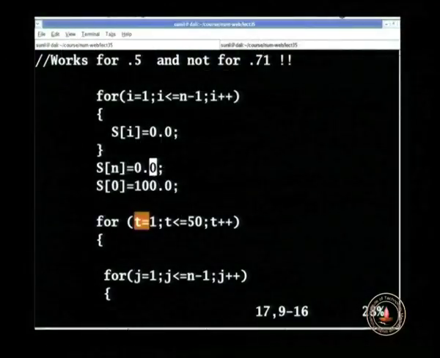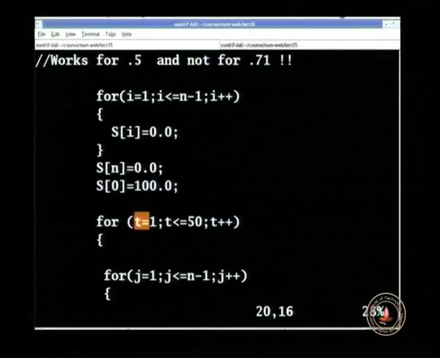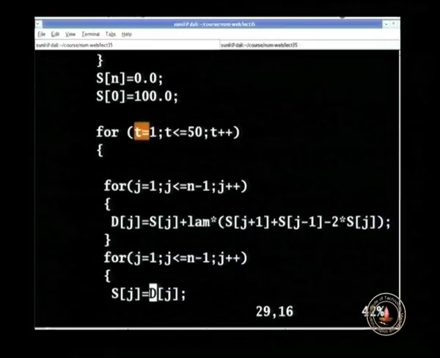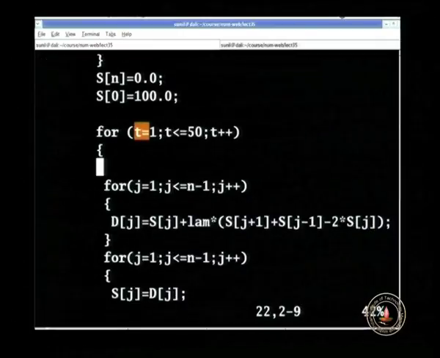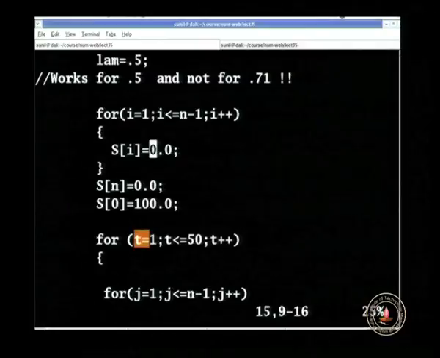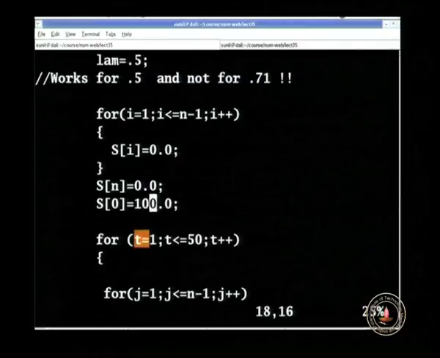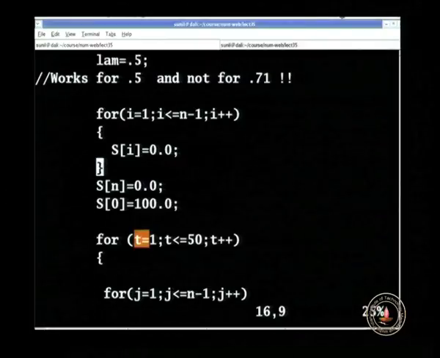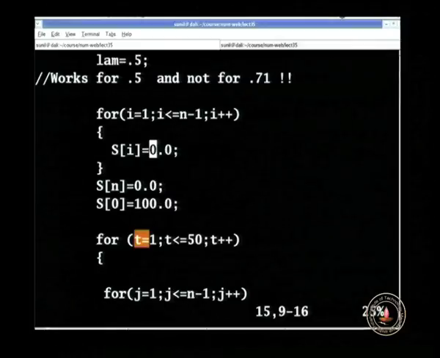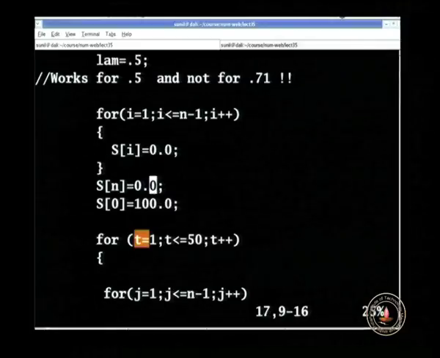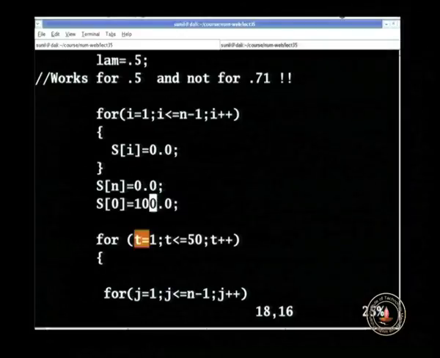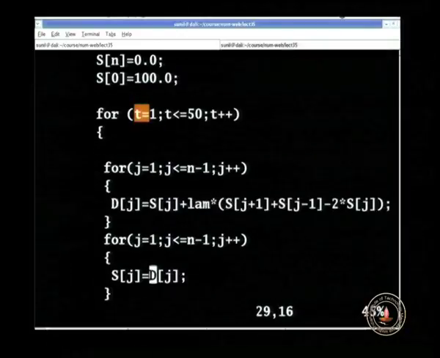We have time going from 1 to 50, and we solve this for every time step. We start with everywhere else set to 0. So one end is kept at 100 and every other point is kept at 0 to begin with, and the last point is always maintained at 0. So those are the two boundary conditions we have. Now we solve this using this.